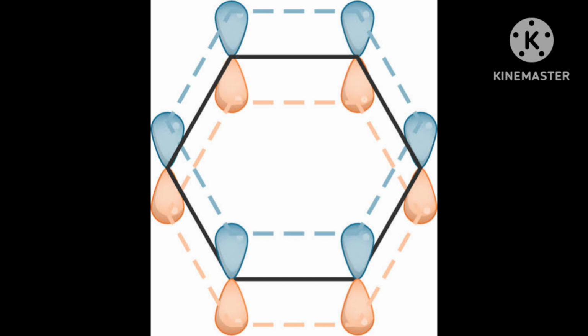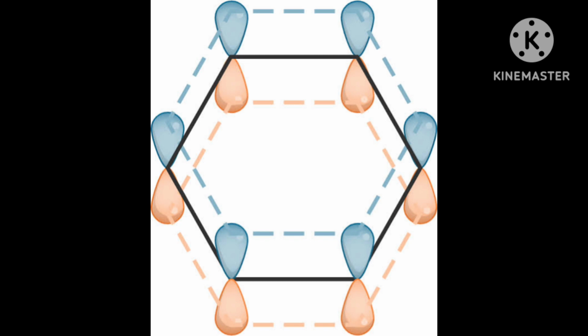Here now 1 unhybridized p orbital is there on each carbon. Then what will happen is that this unhybridized p orbital will again make a bond with the adjacent unhybridized p orbital.